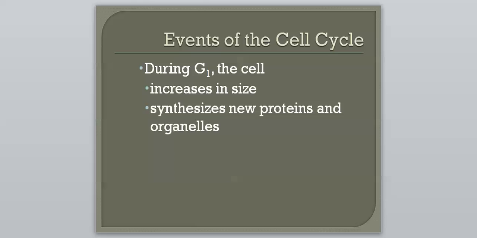So during G1, the cell is going to do two things. It's going to increase in size, hence the name, the G for growth, and it's going to synthesize new proteins and organelles. Remember we said synthesize just means to make. So during the stage, it increases in size and it makes new proteins and organelles, the organelles being the tiny little organs that help the cell survive.